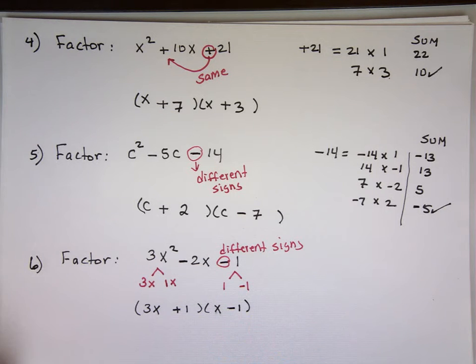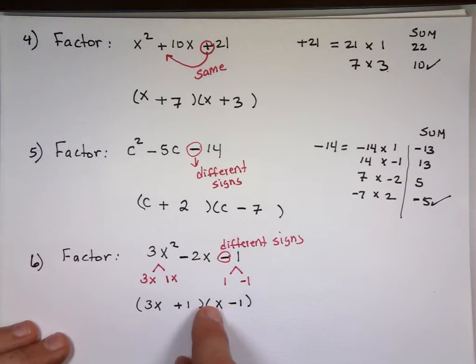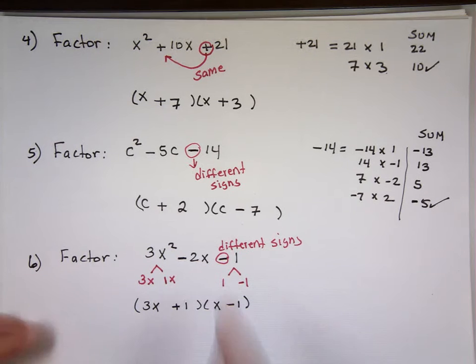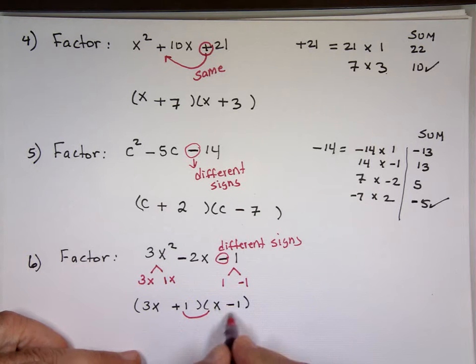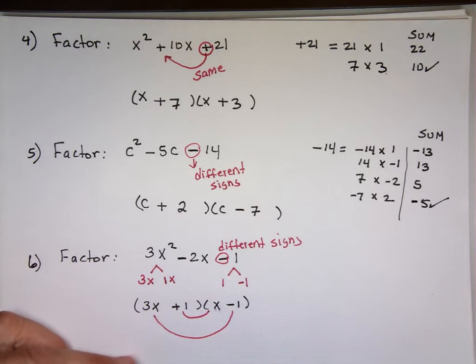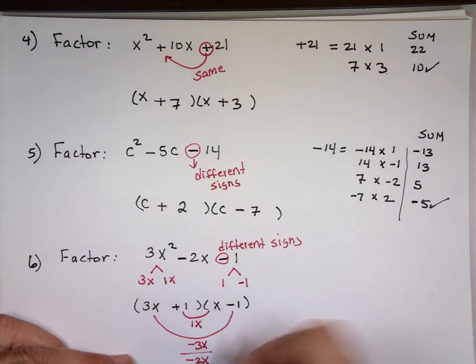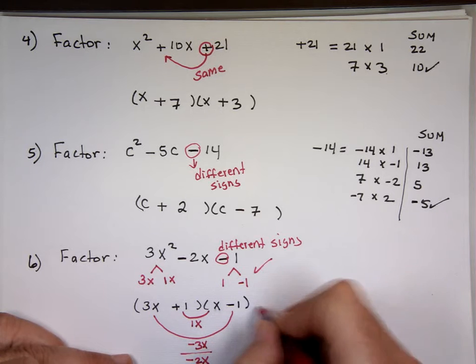And if I FOIL this, what's 3x times x? That's the 3x squared. What's 1 times a minus 1? That's the minus 1 here. So the only question is, do I have negative 2x? To answer that, you multiply these two and these two. What's 1 times x? 1x. What's minus 1 times 3x? Negative 3x. When you add them, that's negative 2x, and that's what you want it to be. So that is the correct factoring.